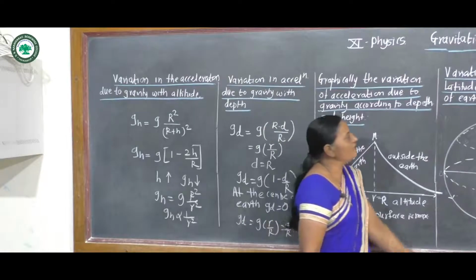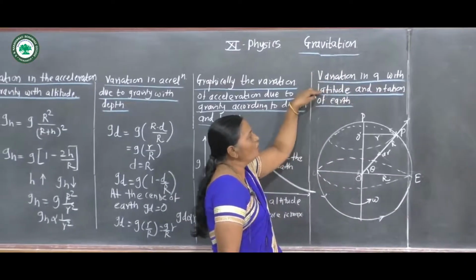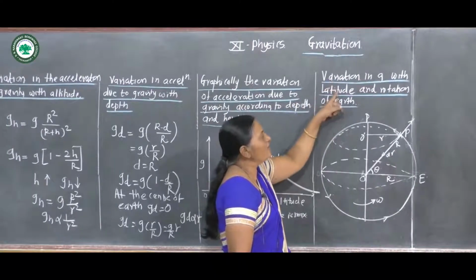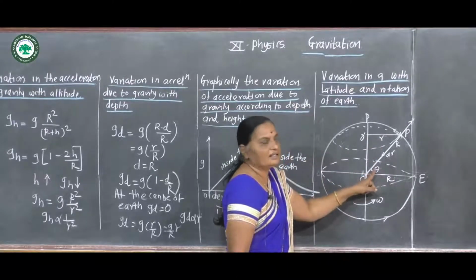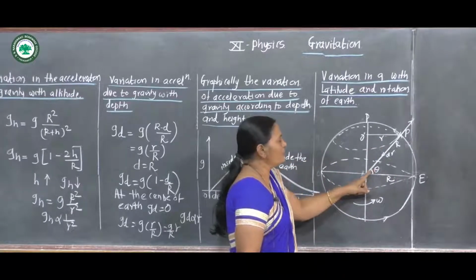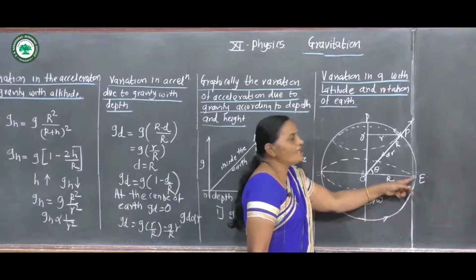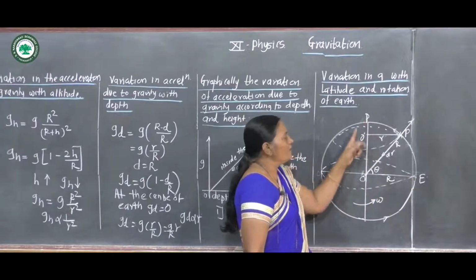Now we consider the variation in gravitational acceleration with latitude and rotation of the earth. What is latitude? Latitude means the angle. This angle indicates the latitude. Now see, the earth rotates from east to west. This is the equator. Now this is the plane.